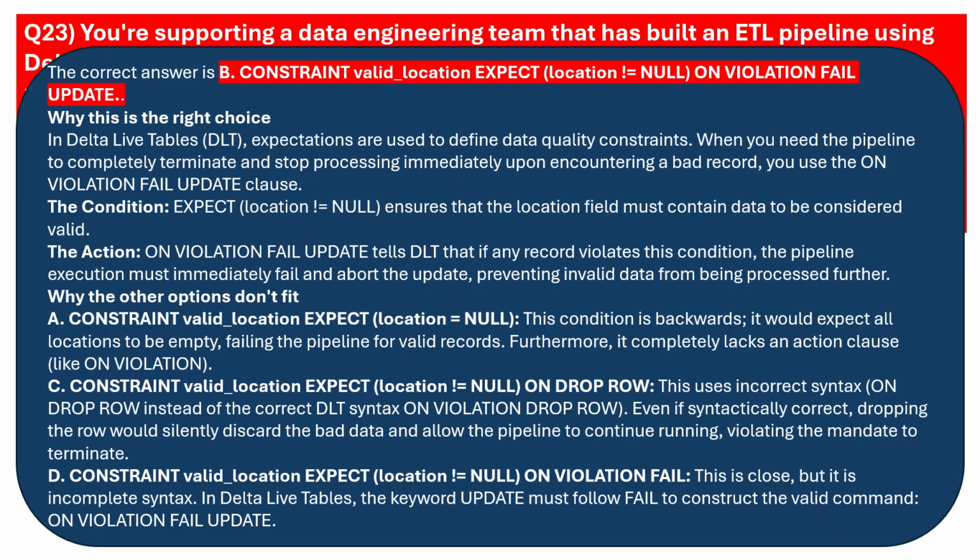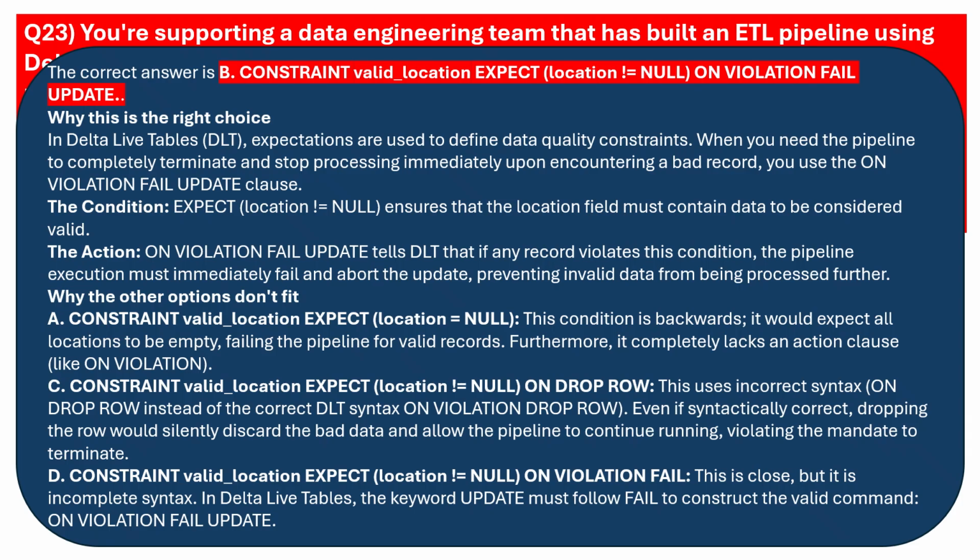Why the other options don't fit? A. Constraint valid underscore location expect location equals null. This condition is backwards. It would expect all locations to be empty, failing the pipeline for valid records. Furthermore, it completely lacks an action clause, like on violation.